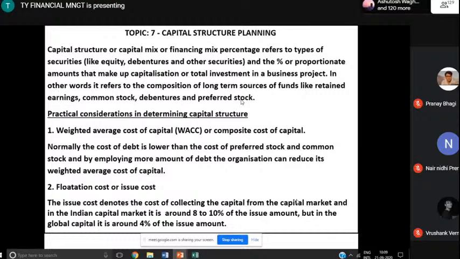Here, it is not front office management, this is financial management. Here, you are going to deal with the financing mix. In front office management, sales mix. Here it is financing mix. What is financing mix? Capital mix. What is capital mix? Capital structure. I think you won't get confused now.